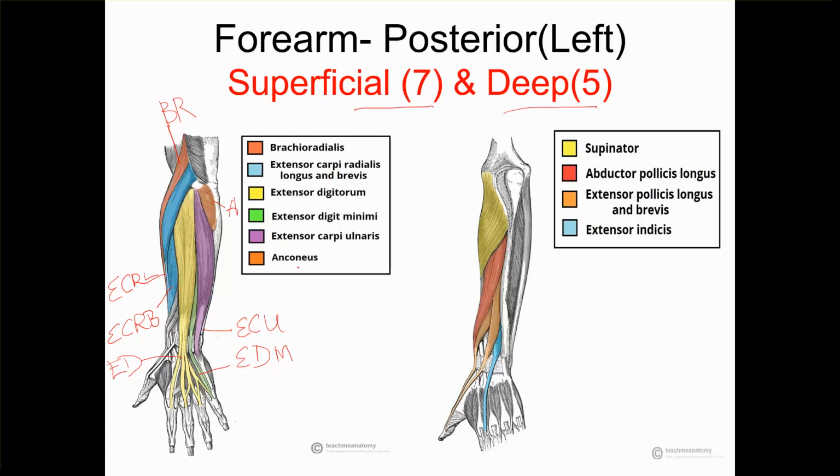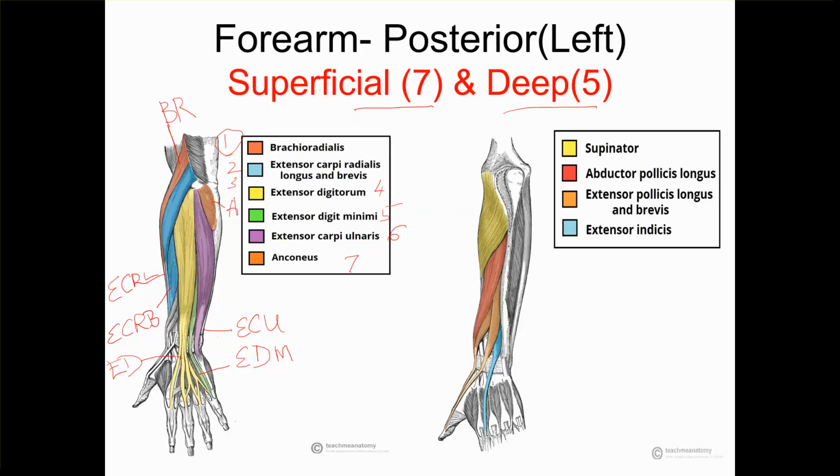So totally there are 7 muscles. Again, the first muscle will be brachioradialis. Then extensor carpi radialis longus and extensor carpi radialis brevis can be taken as 2 muscles, so it's 2 and 3. Then extensor digitorum, number 4. Then extensor digiti minimi, number 5. Extensor carpi ulnaris, number 6, and anconeus, number 7. So these are the superficial muscles.